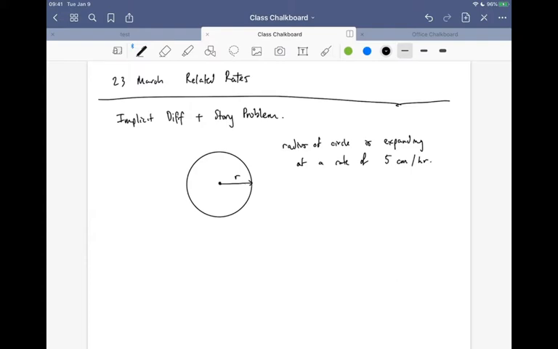Okay, so the first thing to think about there is, what does it mean for the radius to be expanding at a particular rate? Well, if we write this symbolically, we would say dr/dt is 5. Why is it dr/dt? Well, if we're talking about things changing over time, then the independent variable ought to be time. Okay, so then the kinds of questions that we could ask is, how fast does the area change, or the circumference?